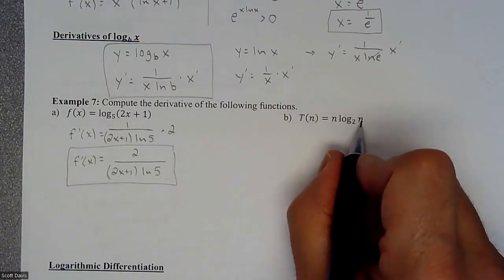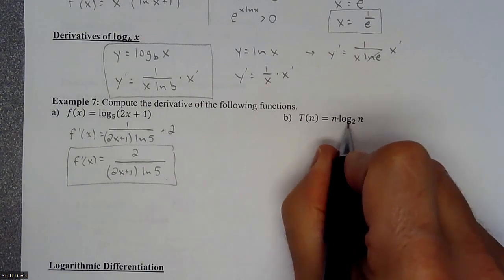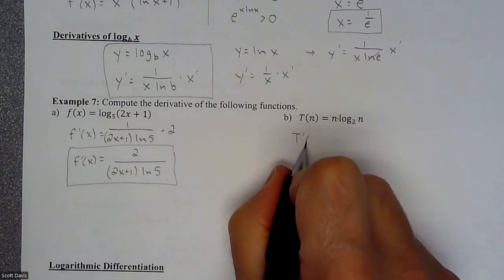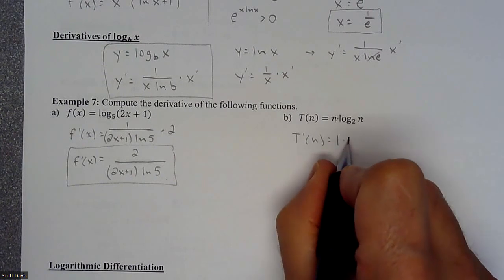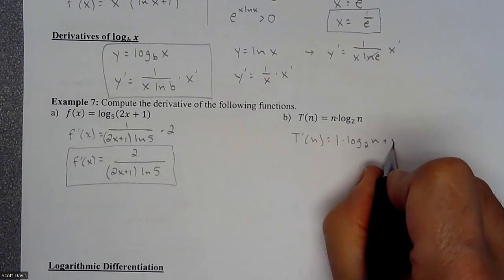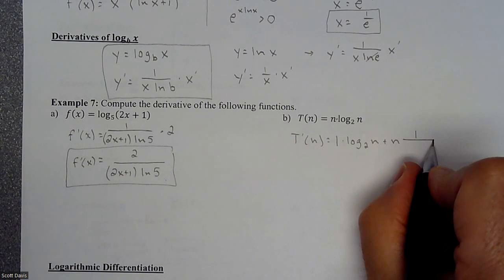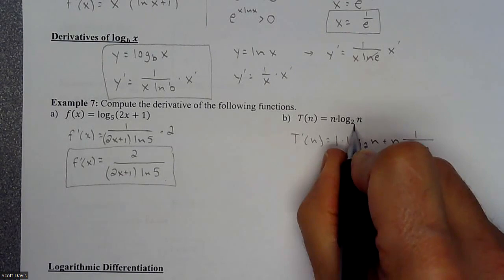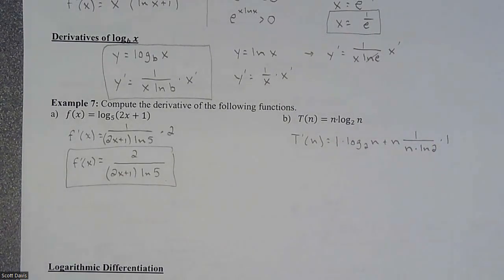All right, and then this one, doing the derivative of this, the only difference here is we have a product rule. So we have this piece times this piece. So just a little bit more work to it. So t prime of n is the derivative of the first times the second, log base 2 of n, plus the first times the derivative of the second. So that's going to be 1 over n times natural log of the base times the derivative of the inside.